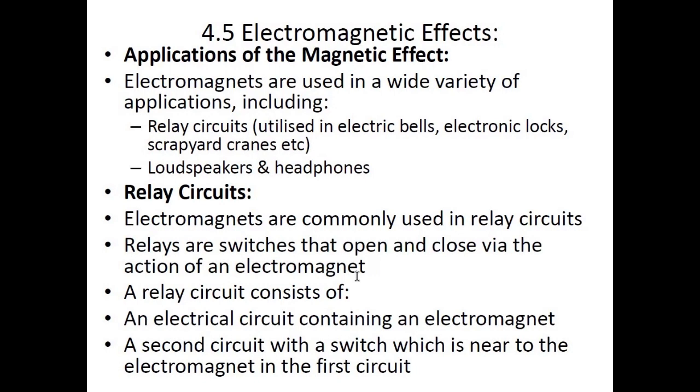Relays are switches that open and close by the action of an electromagnet. A relay circuit consists of an electrical circuit containing an electromagnet, and a second circuit with a switch which is near to the electromagnet in the first circuit. Now, a relay circuit we have studied before as well in the practical electricity.